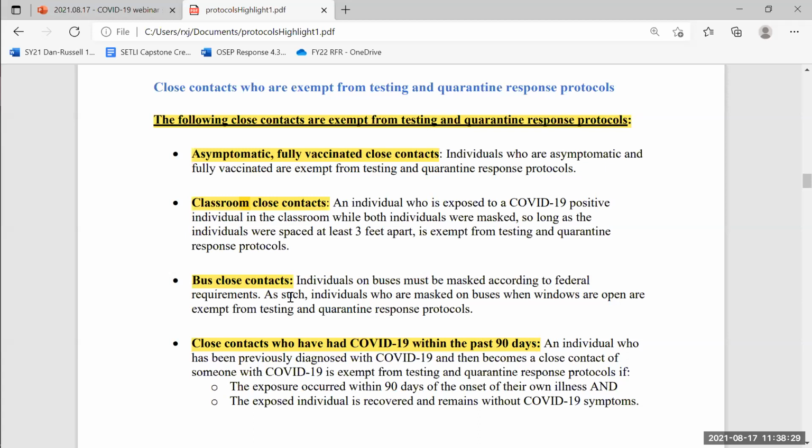Lauren, does that get it where the question was headed? That does, thanks. And when we say individuals, we are talking about staff and students. So bus monitors and bus drivers should be masked and following this protocol. Absolutely.